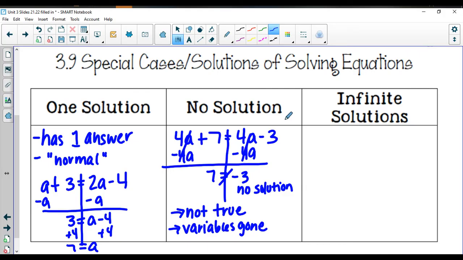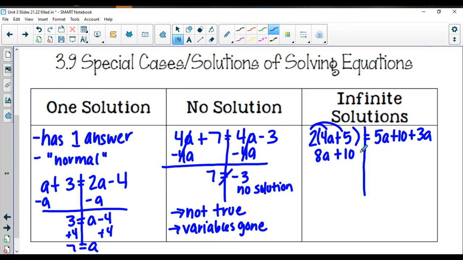The third and final thing that can happen is what we call infinite solutions. So what I'm going to do is, again, start off with an example. So if we have 2 parentheses 4a plus 5 is equal to 5a plus 10 plus 3a. So this one's a little bit more complicated. We're going to distribute over here, so we'll get 8a plus 10. And over here, we're going to combine our like terms. 5a plus 3a is 8a. And then we have the constant plus 10.